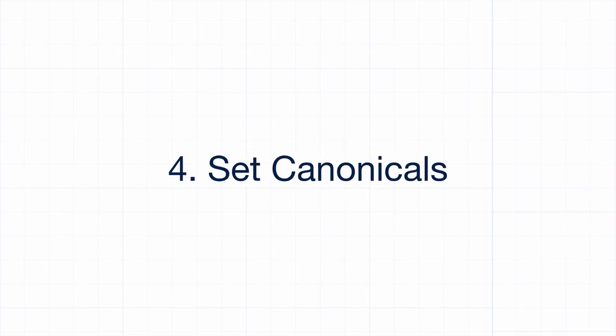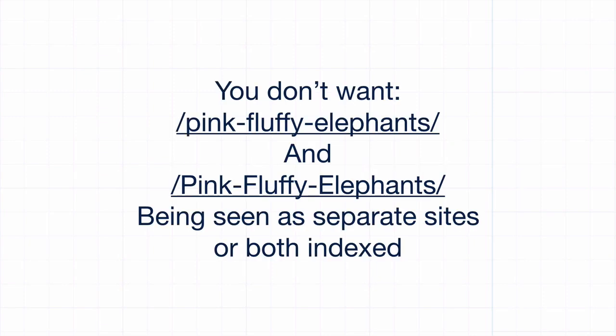The fourth thing I recommend is setting canonical URLs. I hope I'm saying that correctly. I know what it is, I just don't know how to pronounce it properly. But basically, if you had the URL pink fluffy elephants and someone also typed in pink fluffy elephants with the first letter in uppercase, then you want them to be known as the exact same page. You do not want them to be indexed separately or regarded as separate pages. You want them to be seen as the exact same page.